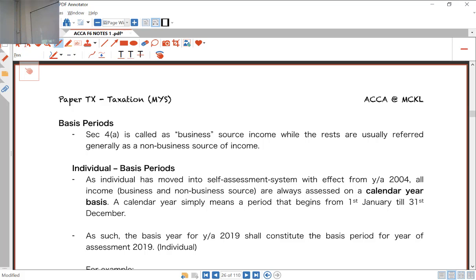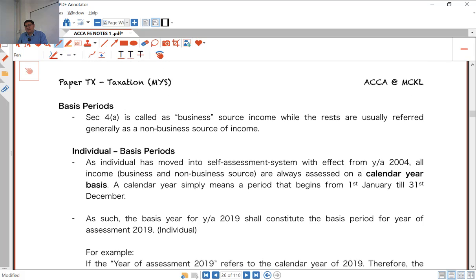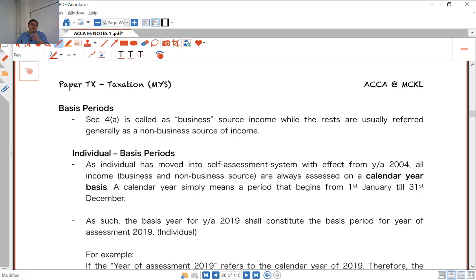Now, we will learn more about basis of assessment next time. Okay? Because the thing about the basis is it decides the timing of when you declare the income. Of course, in exams, we tell you things very straightforward, but in real life, things can get really complicated. Okay, I give an example.